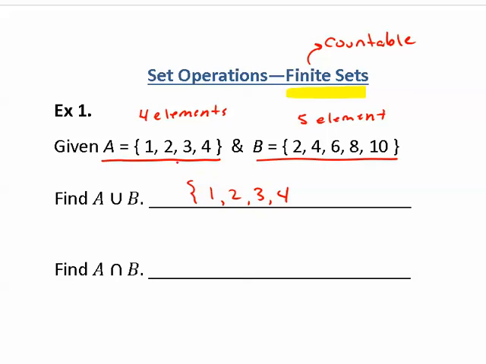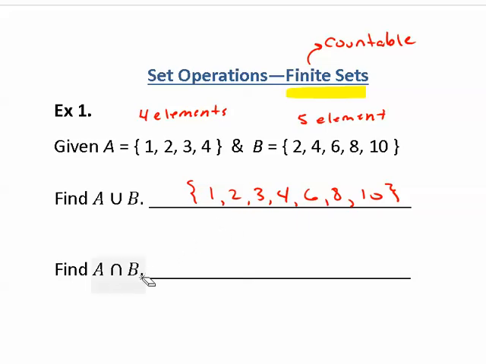Well, let's start with 1. 1 is in A, 2 is in A, 3 is in A, and 4 is in A. Let's look at set B. It contains 2 and 4. Well, 2 is already listed, 4 is already listed, so we now can include 6, 8, and 10. So the union then of set A and B is the set 1, 2, 3, 4, 6, 8, and 10. So if you go back to the sets again and just make sure that these elements appear in at least one of the sets above, then that is the union of those two sets.